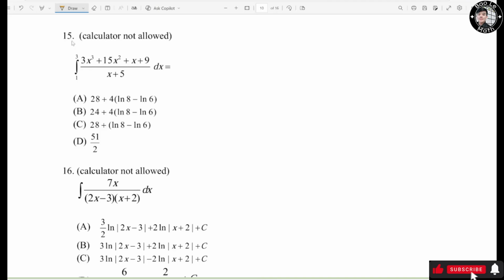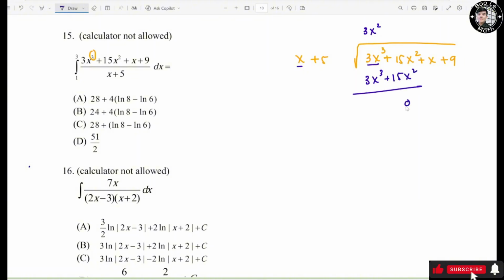Now let's move on to question 15. We need to calculate the integral from 1 to 3 of this one, right? Observe that the degree on the numerator is bigger than the degree on the denominator. We need to do long division, right? So we're going to put this one on the side. So 3s cubed divided by s is going to be 3s squared. Multiply that, so it will be 3s cubed, right? 3s squared times 5 is going to be 15s squared, right? You subtract, it's going to be 0, right?